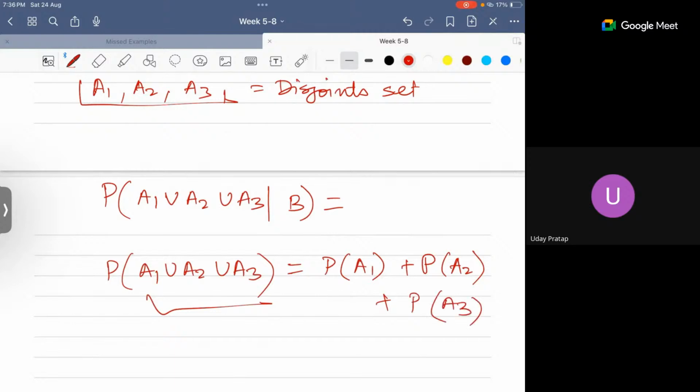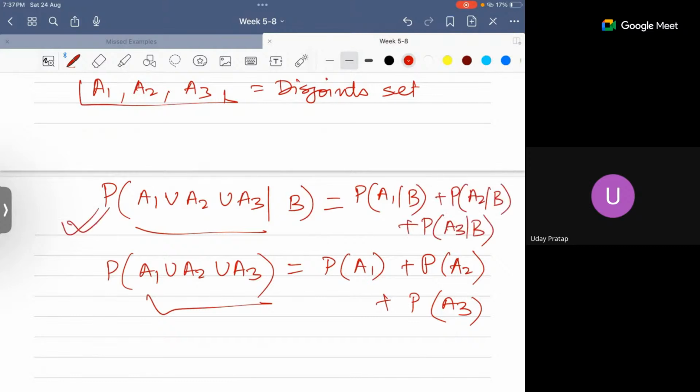Correct, because all these three events are disjoint, there is nothing common. If there is nothing common, then the intersection part will be 0, right? So you can directly write it as probability of A1 plus probability of A2 plus probability of A3. So in this case you can write probability of A1 given B plus probability of A2 given B plus probability of A3 given B, for disjoint sets only. Yes, sir.